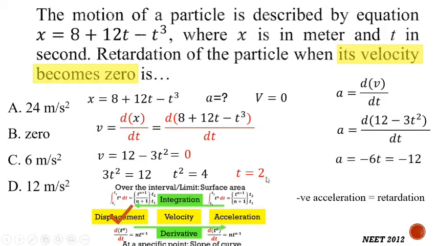minus 6t. When velocity becomes 0 at time t, we will put this value in this equation so that we will get the respective retardation. That means if you put this t equal to 2 seconds here, we will get the retardation equal to minus 12, and the correct option is 12. That is option D.